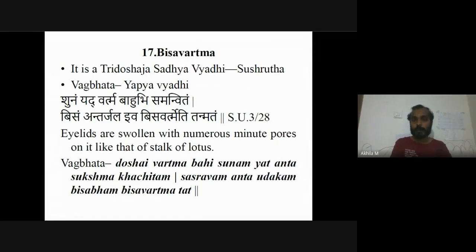So, this type of swelling can be called visavarma. From the name itself, visavarma, that is a swelling like that of a visa. There will be swelling in the external aspect. Internally, there will be minute openings, like that of a visa. That is the peculiar character of the visavarma. That is the tridosha cha sadhivyadhi.